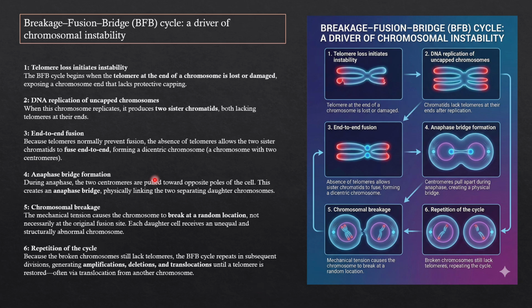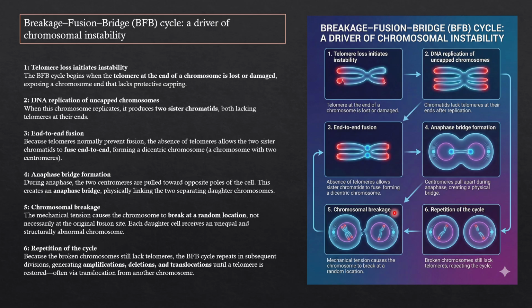Then comes the breakage-fusion-bridge, or BFB, cycle, which is a driver of chromosomal instability. What happens here is that the telomere at the end of a chromosome is lost or damaged, and as a result, after DNA replication the chromatids lack the telomeres at their ends. This leads to the absence of telomeres and allows the sister chromatids to fuse, forming dicentric chromosomes, and as a result the centromeres pull apart during anaphase, creating a physical bridge.